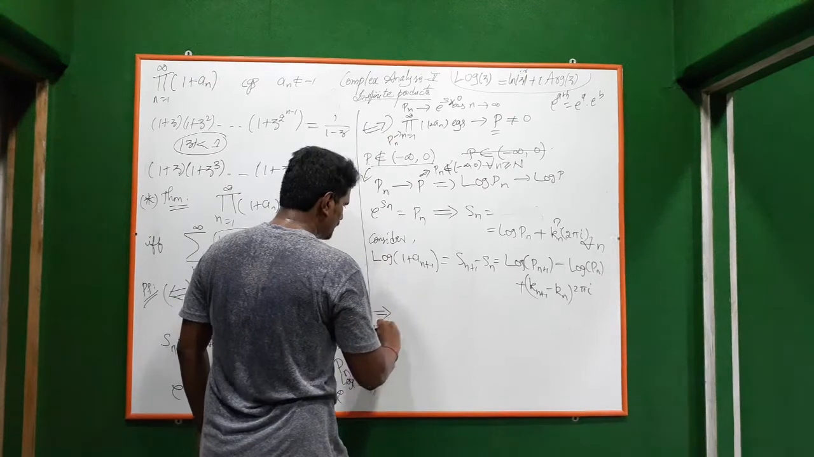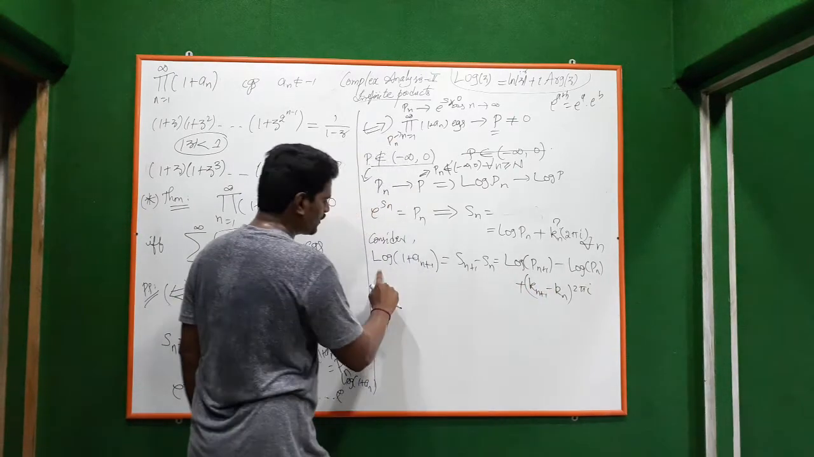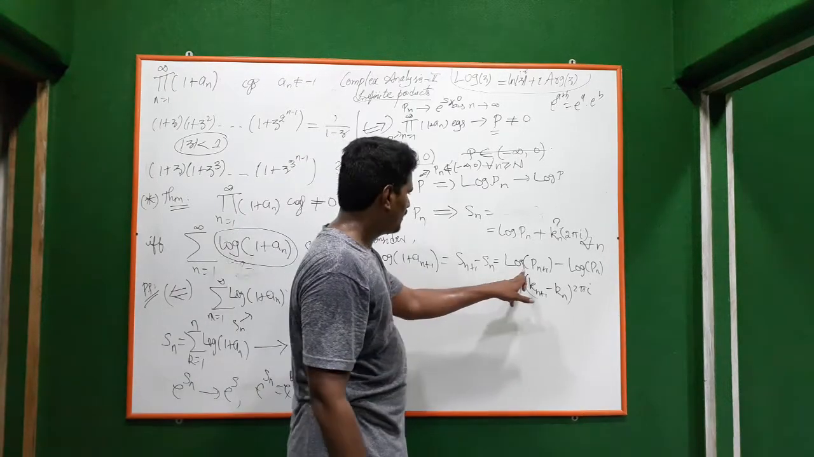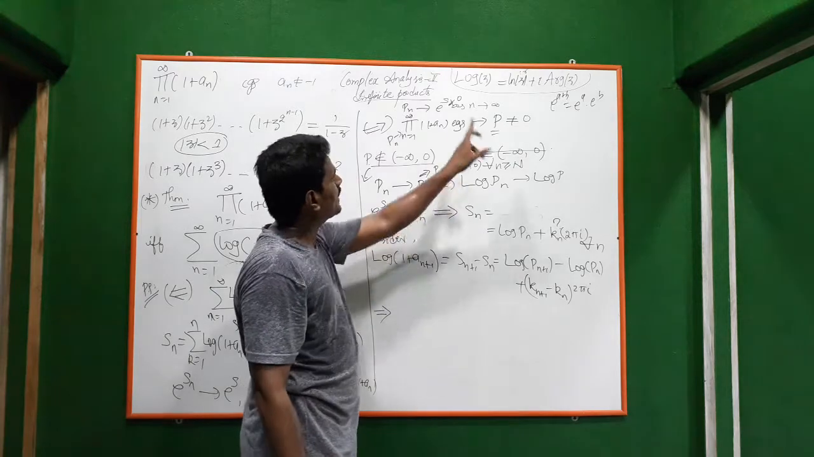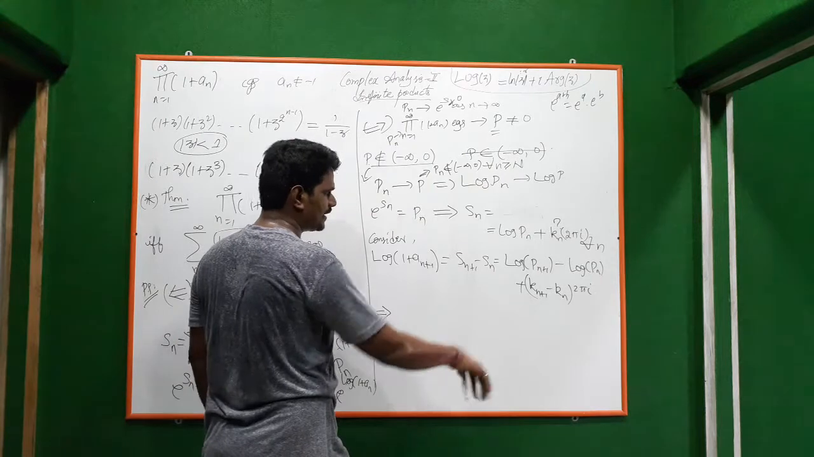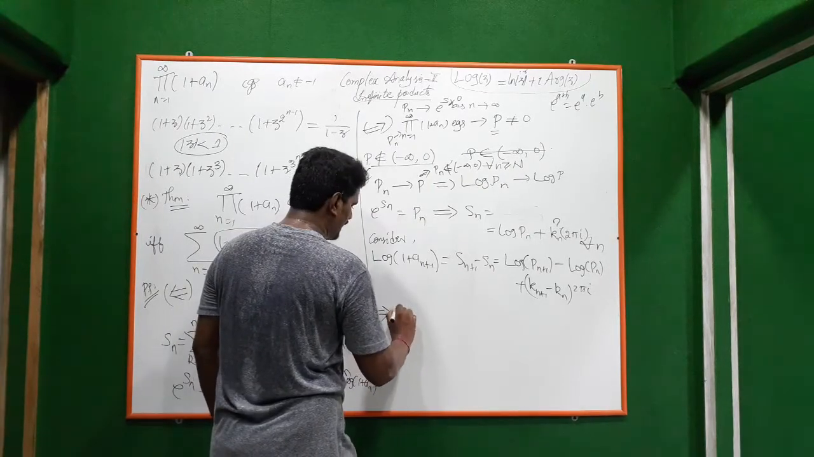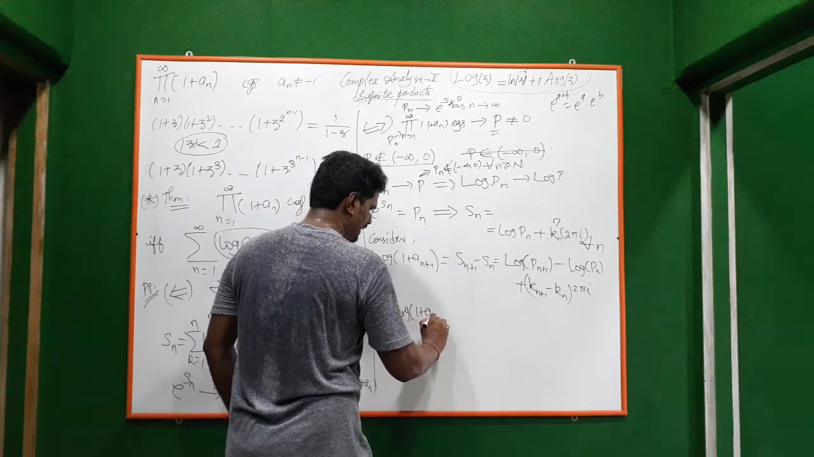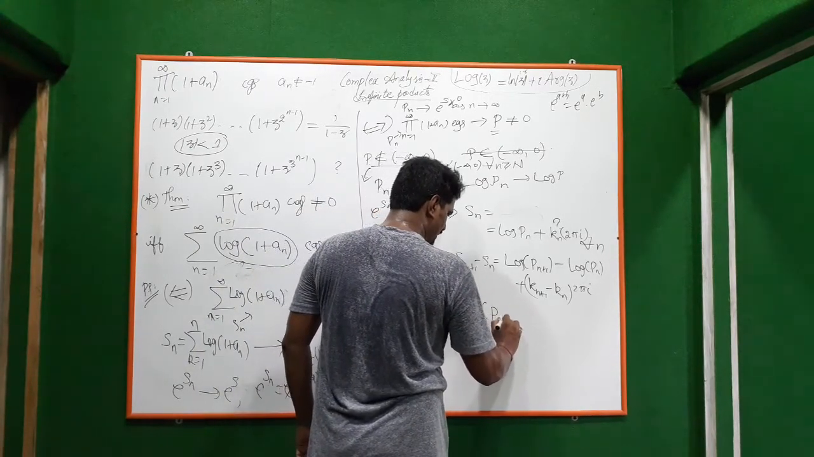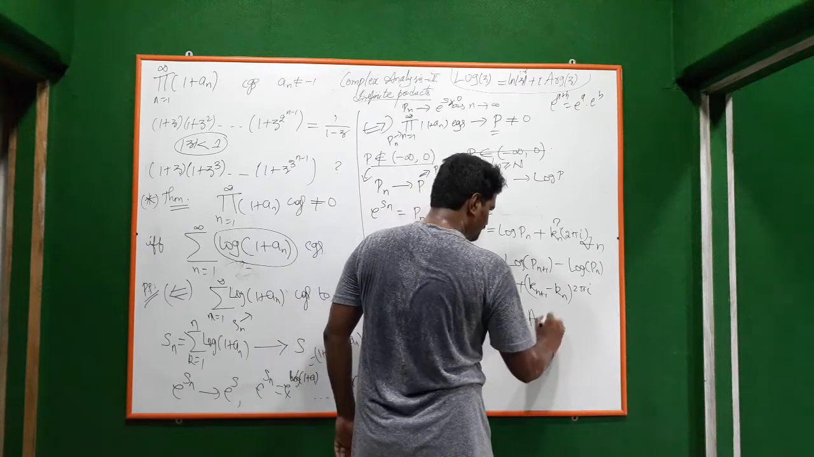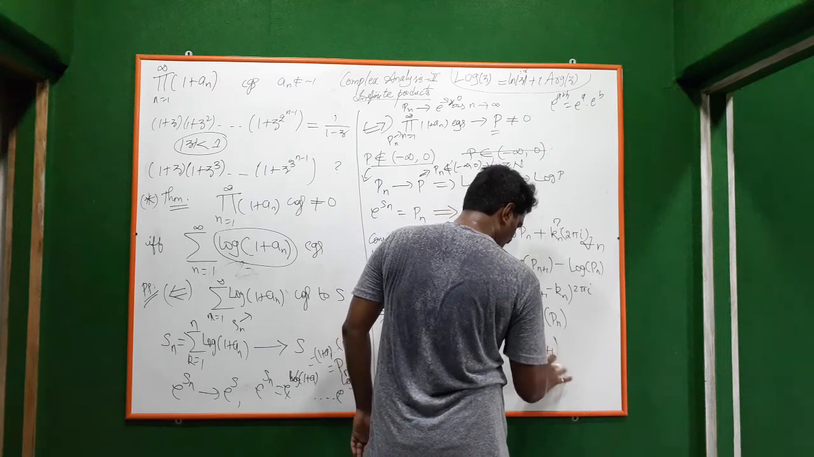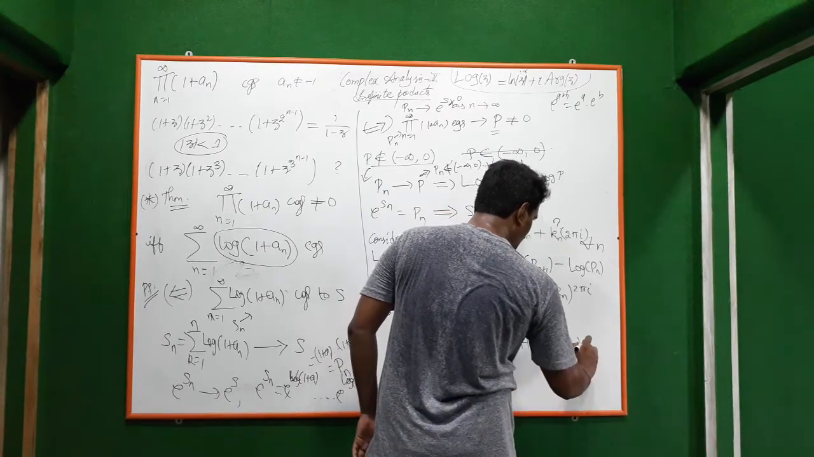If you expand this fully, here we will get ln of mod (1 + a_{n+1}) plus i times argument of (1 + a_{n+1}), and here also the same thing. If you equate the imaginary part, we will get argument of (1 + a_{n+1}) is equal to argument of P_{n+1} minus argument of P_n plus (k_{n+1} minus k_n) into 2 pi.